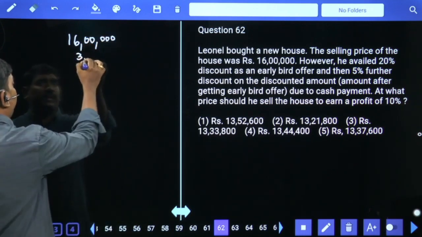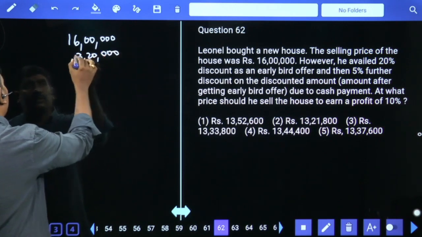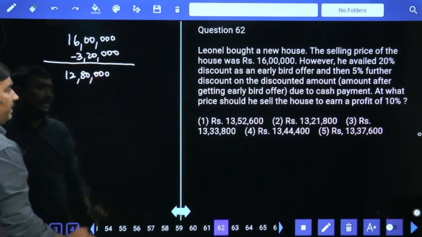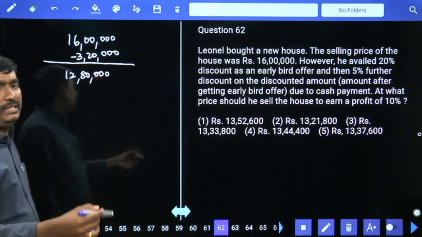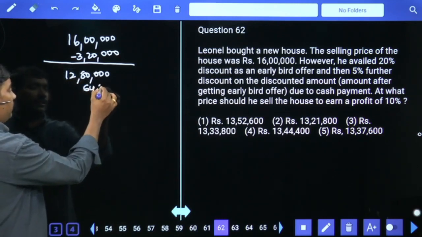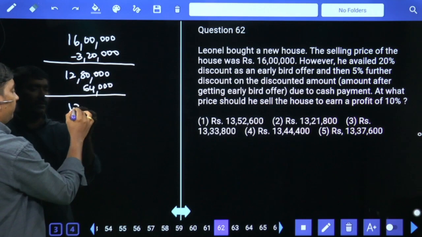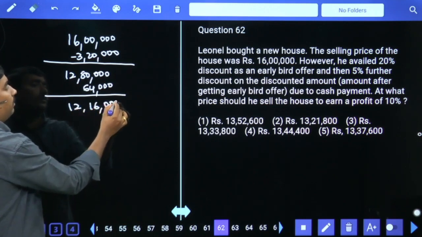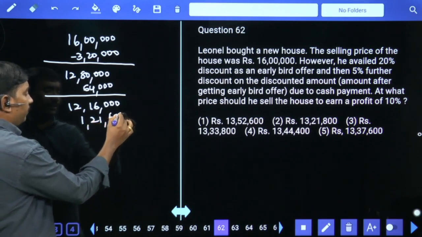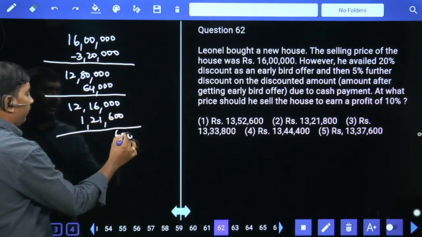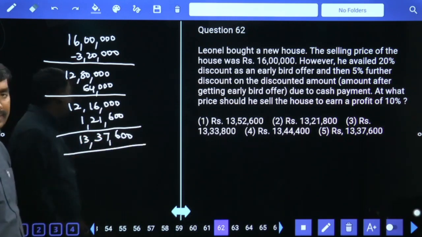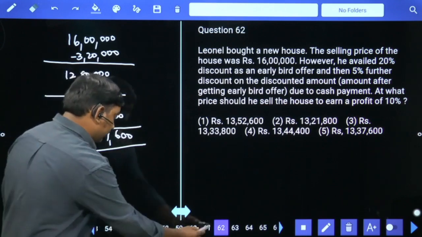20% discount means 3 lakhs 20,000 discount. So remaining 12 lakhs 80,000. In this 12 lakhs 80,000, again 5% further discount due to cash payment. 5% means 64,000 discount. So remaining final price 12 lakhs 16,000. On this, 10% profit means 1 lakh 21,600 profit. So finally it became 13 lakhs 37,600.